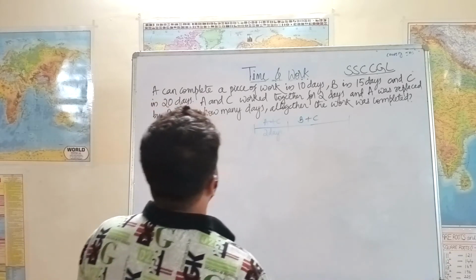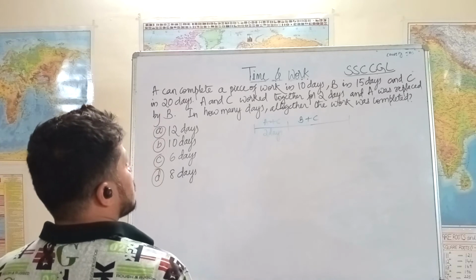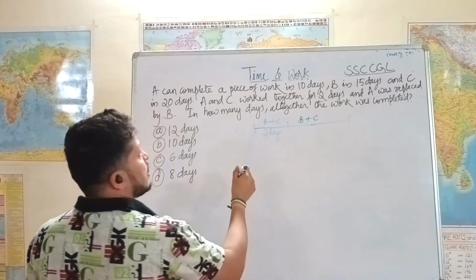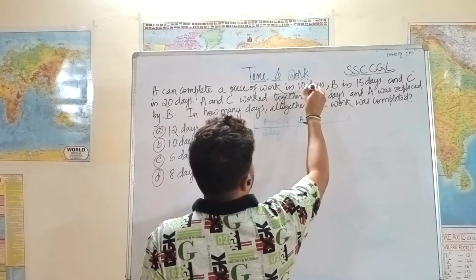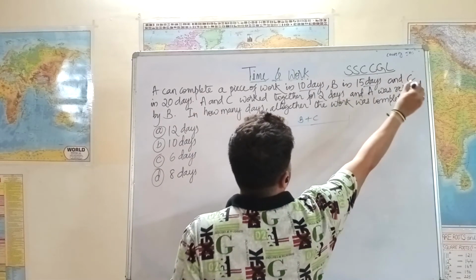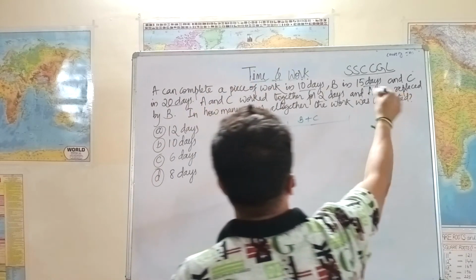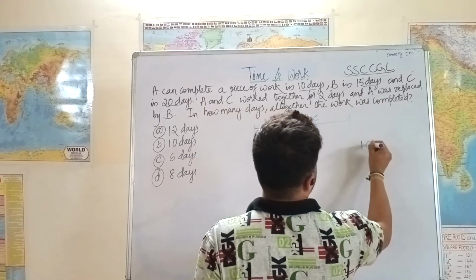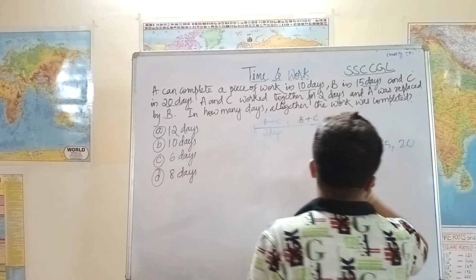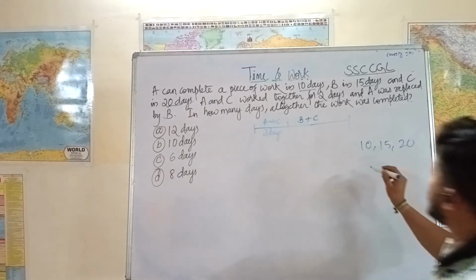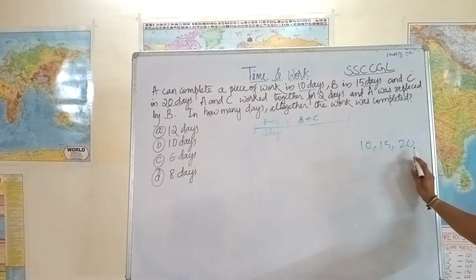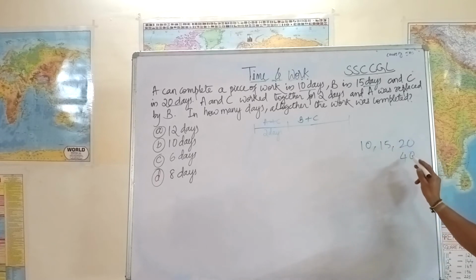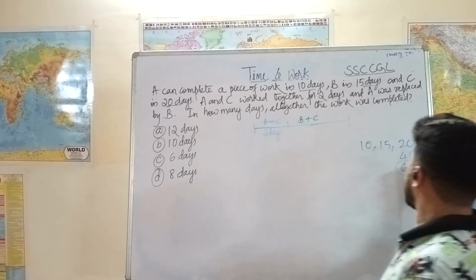Now let's see the individual efficiency of A, B, and C. A can complete the work in 10 days, B in 15 days, and C in 20 days. Let's take the LCM of that as the total work. So 10, 15, and 20. How do we get it? We take the highest number, and if the other numbers are not divisible by it, then we double it. 40 is not divisible by 15. So let's try 60. 60 is divisible, so we'll take 60 as the LCM.